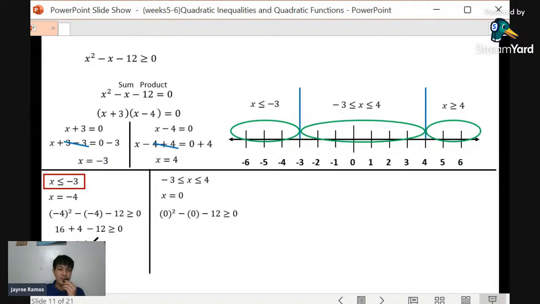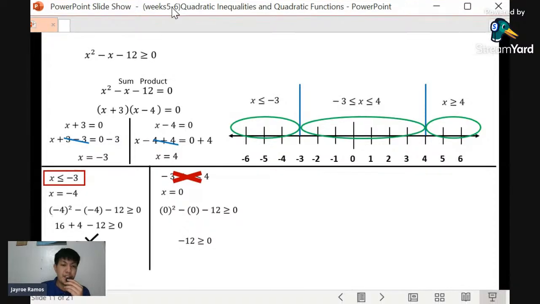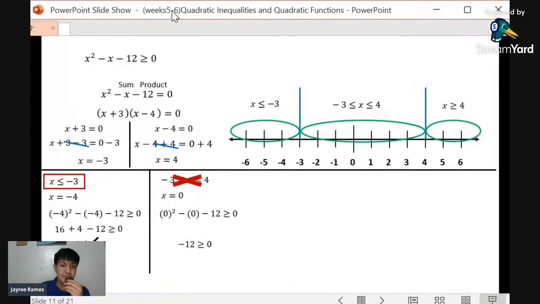Cancel nyo lang lahat ng 0 dyan. So what will remain is negative 12 is greater than or equal to 0. Tama po ba yan? So obviously, this is not correct. So ibig sabihin, yung inequality natin ay mali. So hindi po natin pwedeng isama sa ating solution set yan. Kasi nung nag-solve tayo, mali po yung nakuha natin. Or hindi tama or hindi totoo.